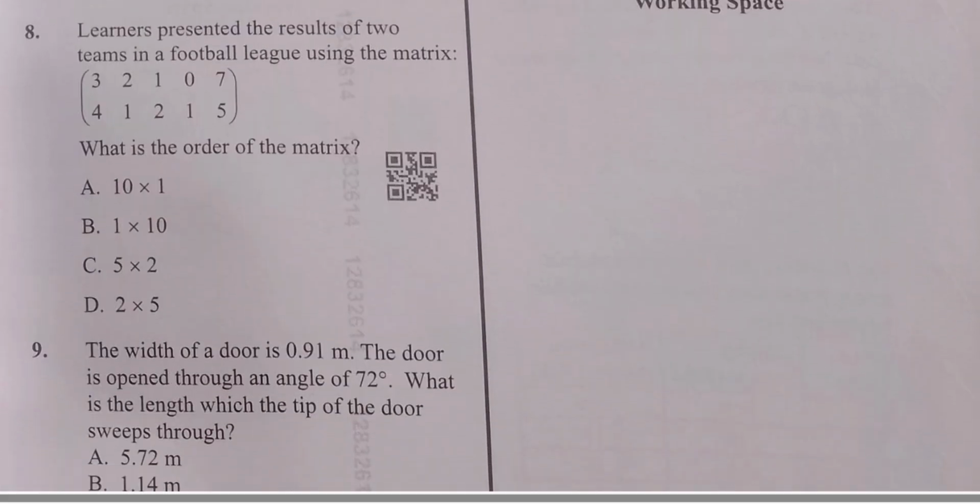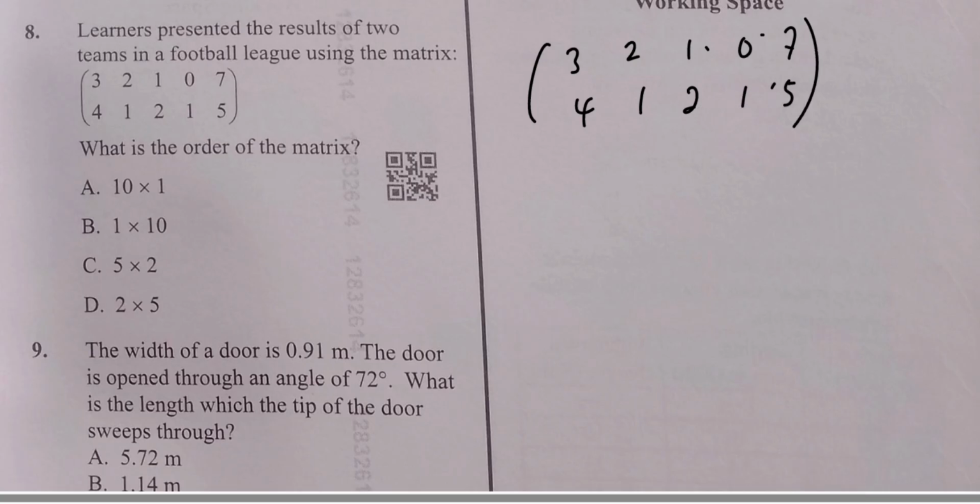Now let's go to question 8. Learners presented the results of two teams in a football league using matrices. So you have 3, 2, 1, 0 and 7, then we have 4, 1, 2, 1, and 5. What's the order of a matrix? The order of a matrix is written as row by column. You need to know how many rows and how many columns are in the matrix. For now, I know that there are 2 rows.